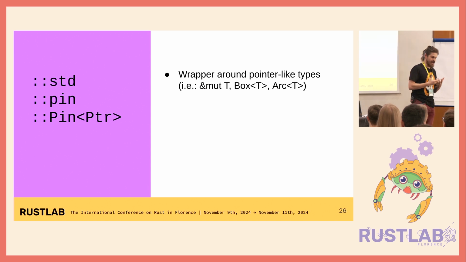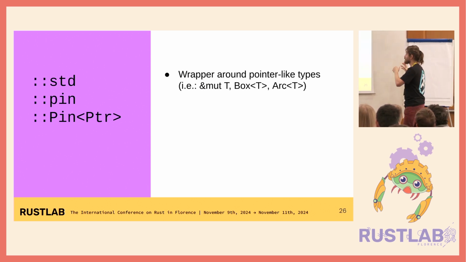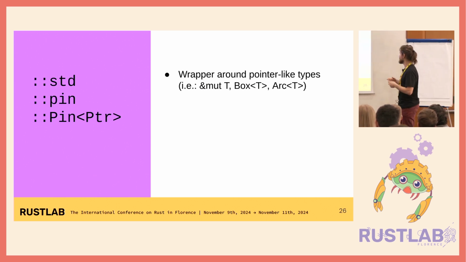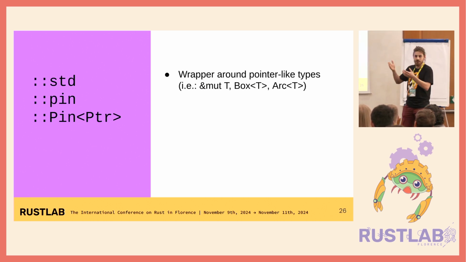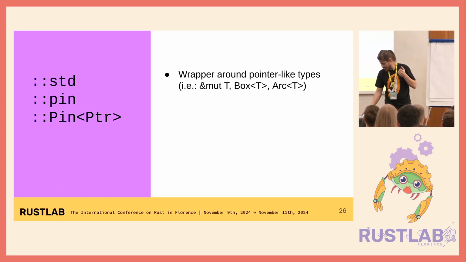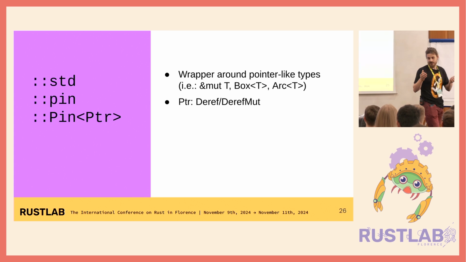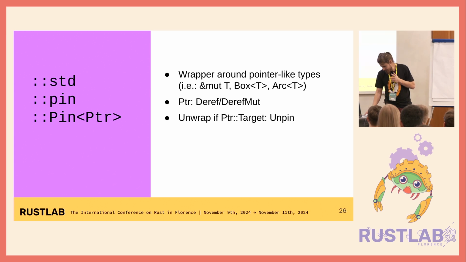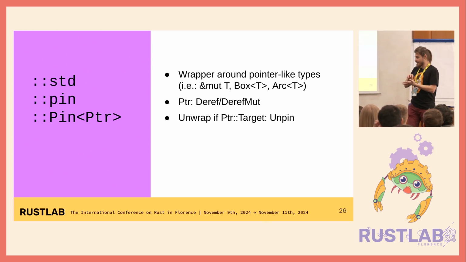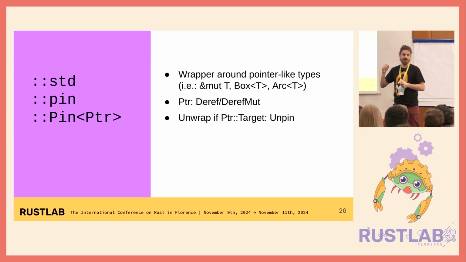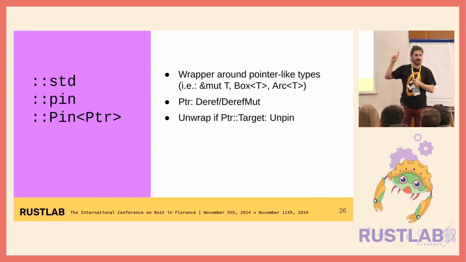We are not going into details about this, but we are going to briefly get the basics of Pin. This is just a wrapper type, okay? And this is a wrapper type for pointer-like types, not like in C. We're not talking about a pointer with the asterisk, but something that points to something else. For instance, a mutable reference to T is a pointer-like type that points to T. Box and Arc are the same. In Rust, a pointer-like type is just something that generally implements Deref and eventually DerefMut. And the interesting thing is that you can unwrap the entire structure, in order to get the pointer back, only if the target of the pointer is Unpin.